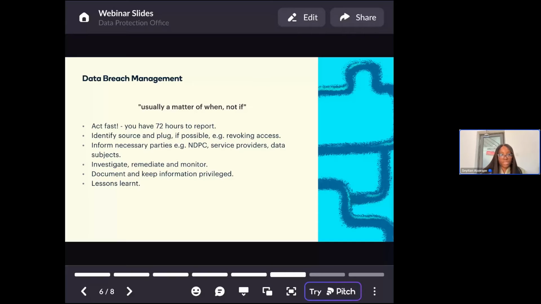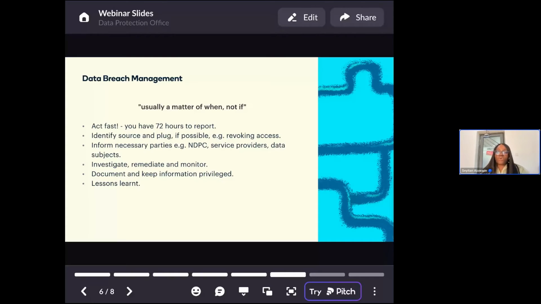And of course, you want to document and keep the information privileged. So documentation is very necessary for compliance reasons, because if for instance, it's a huge breach and people are talking about it on social media, and then your regulator reaches out to say, oh, what's going on, and then you don't have anything documented, that will definitely count against you. And when you document, make sure that not everyone in your company even has access to it. So only the concerned parties should have access to that information.